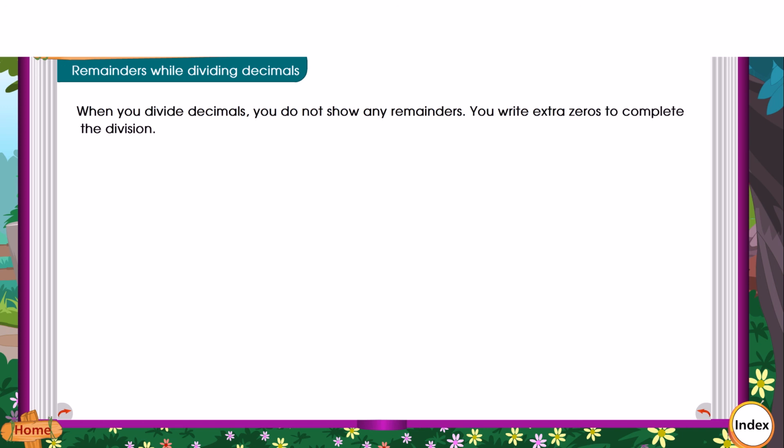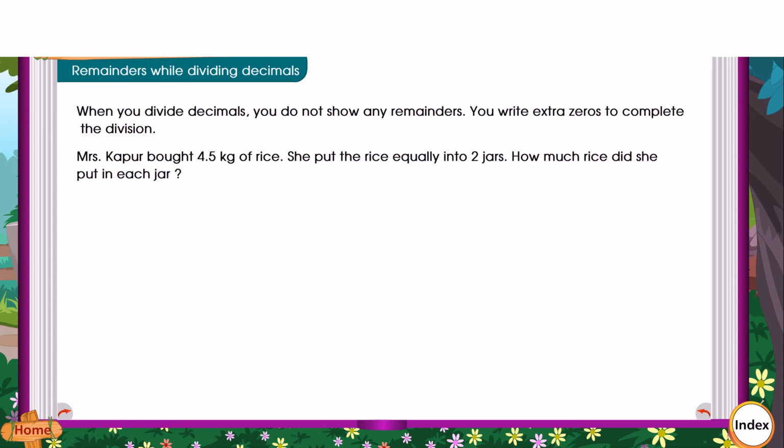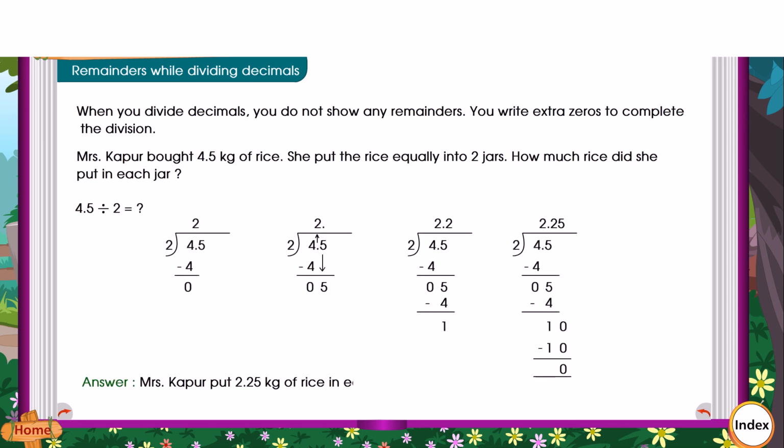Remainders while dividing decimals. When you divide decimals, you do not show any remainders. You write extra zeros to complete the division. Mrs. Kapoor bought 4.5 kg of rice. She put the rice equally into 2 jars. How much rice did she put in each jar? 4.5 divided by 2 is equal to how much? Answer: Mrs. Kapoor put 2.25 kg of rice in each jar.